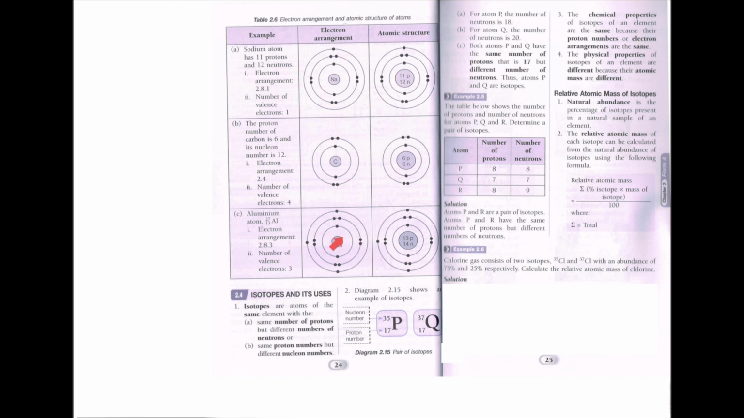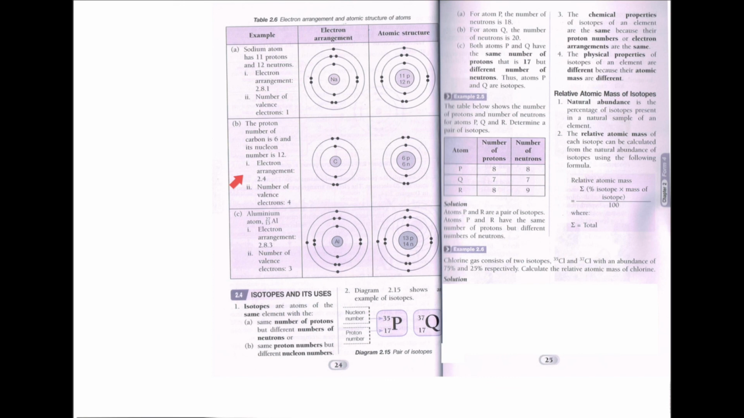So the diagrams look different and you get different information. For example, you see sodium atom has 11 protons and 12 neutrons. You can get this information from this diagram, not from this one. From here we can't see. Electron arrangement is 2.8.1. You can get it from this as well as this. Number of valence electrons is 1. In the outermost shell, 1 dot on it, 1 electron. You can get it from here as well.